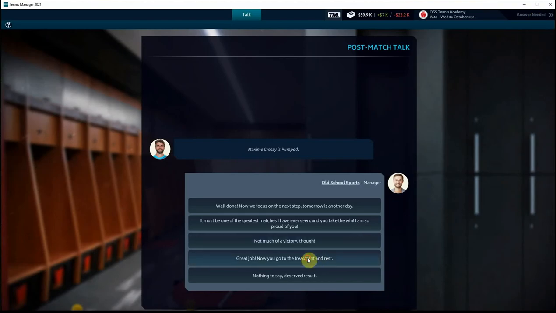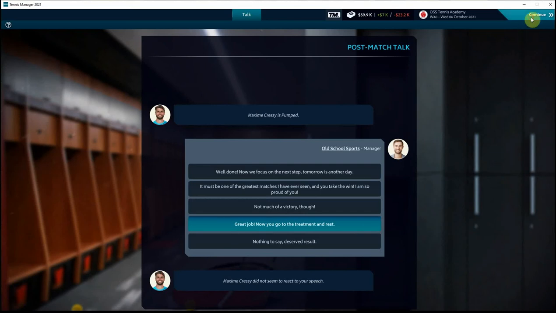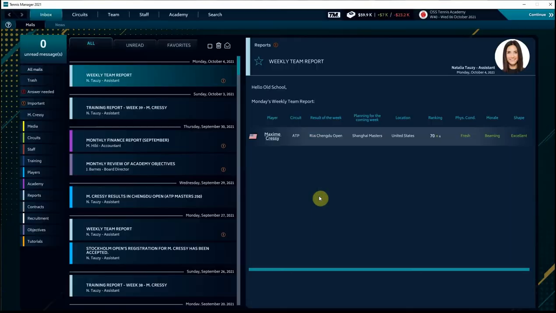Great job. Go get some treatment and rest. And we are on to the main draw next week. So that will be a big step in the direction for us of our ranking, earning some money, and achieving the goals that Maxime set for this partnership at the beginning of this season.